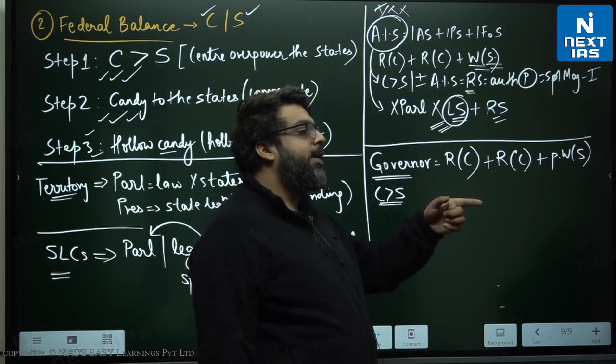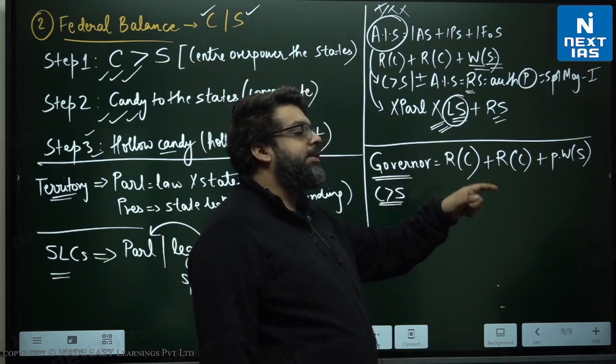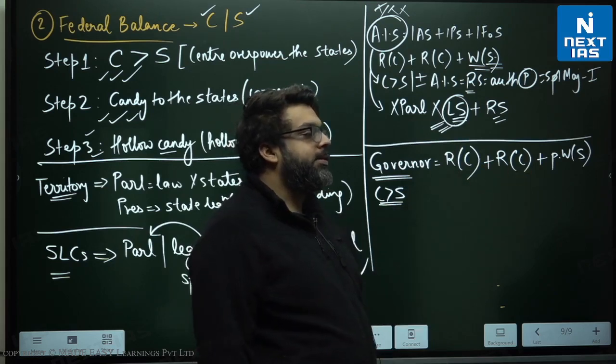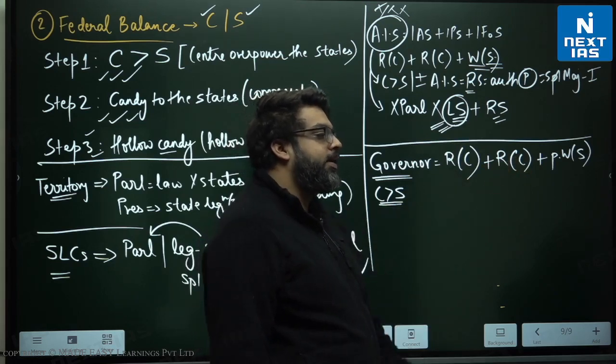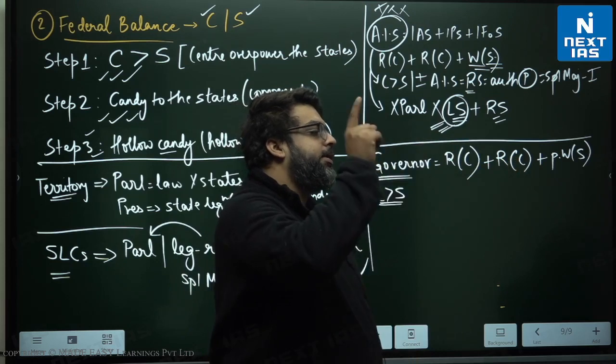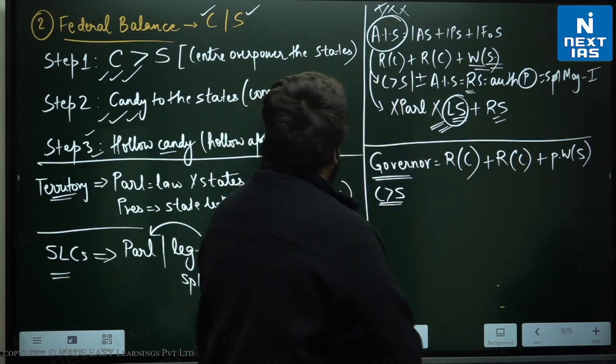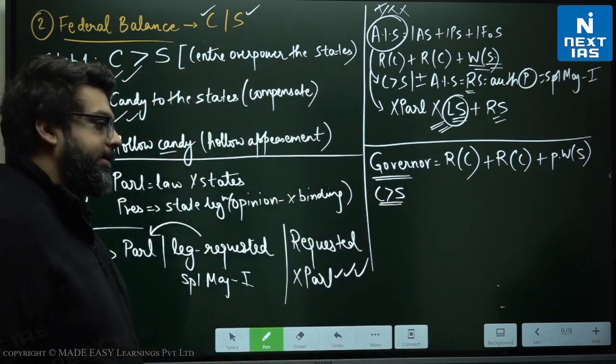The president, on the advice of the Council of Ministers, decides who is going to become a governor in what state. There are no qualifications. There is no procedure for removal of the governor. As long as the governor pleases the center, the governor gets to remain the governor. So, center stronger than the states.